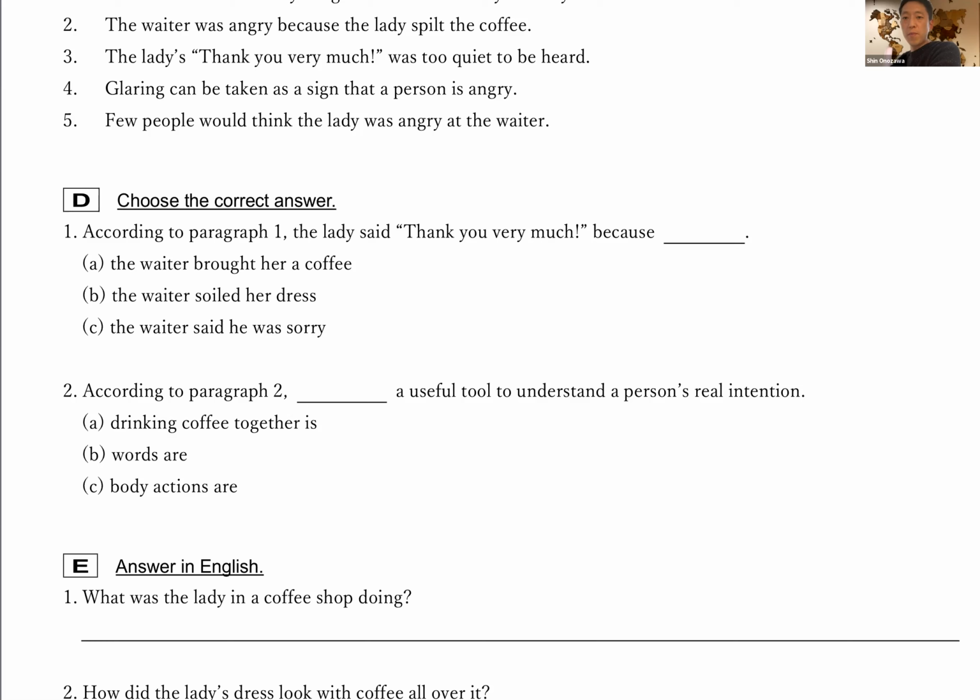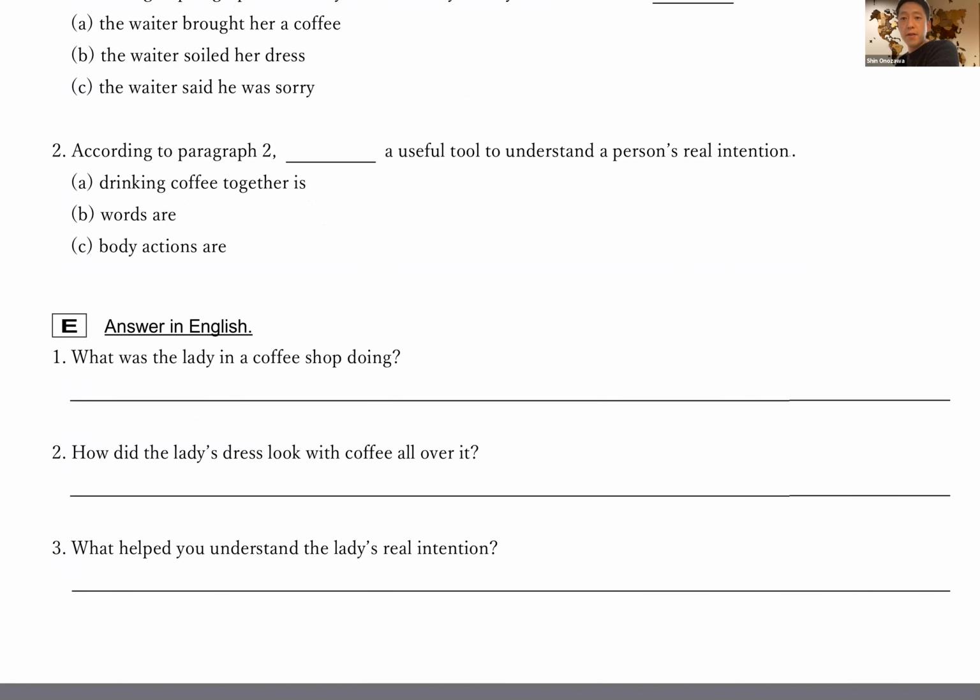And 2, according to paragraph 2, something is a useful tool to understand a person's real intention. So answer should be? The answer is C. Body actions. Okay, body actions are a useful tool to understand a person's real intention. Okay.